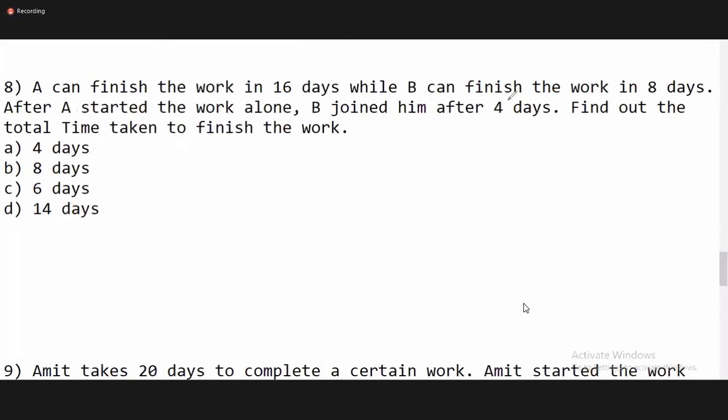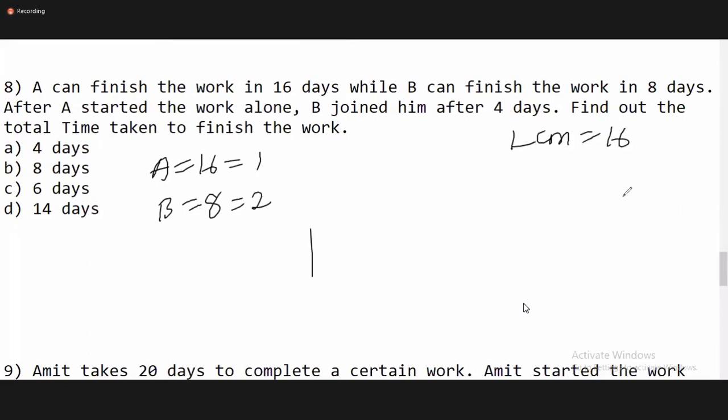We'll see. A can finish a work in 16 days, B can finish the work in 8 days. So A is taking 16, B is taking 8. What is the LCM? LCM is 16. So he will eat 1 chocolate per day, he will eat 2 chocolates per day. So the total work is 16 units.